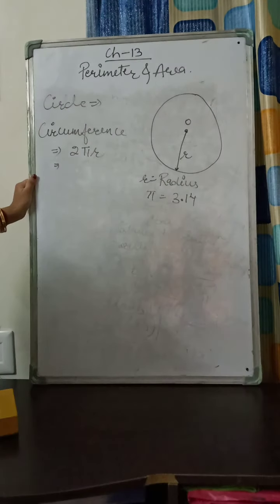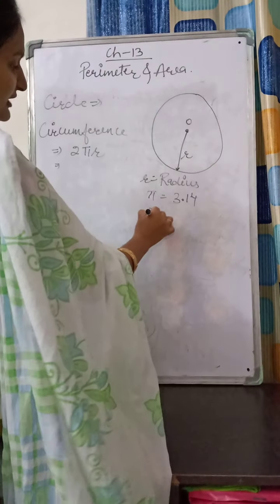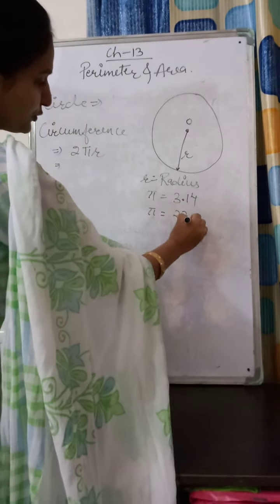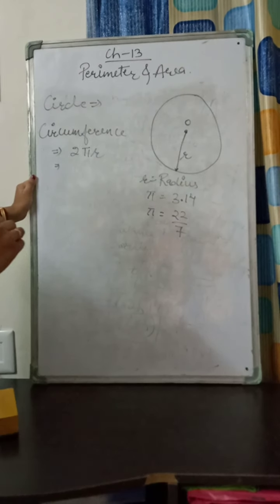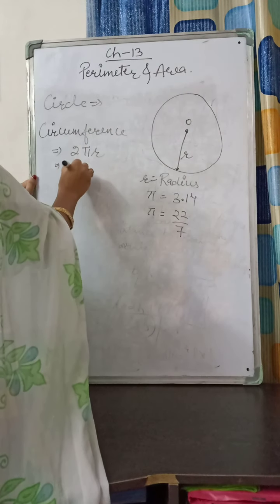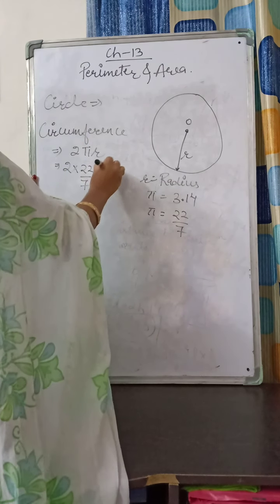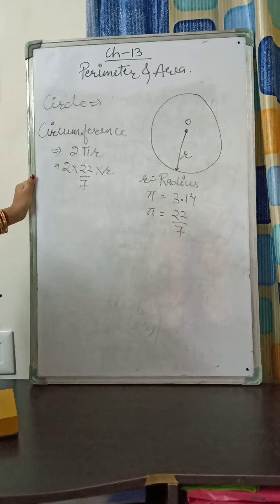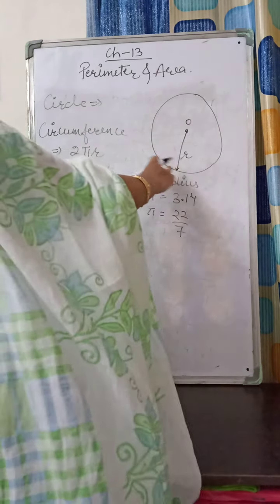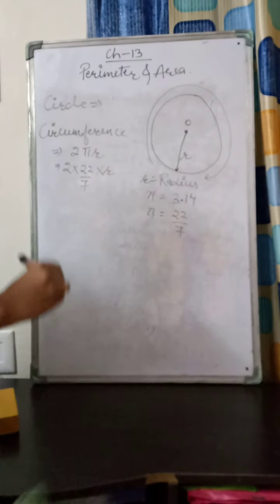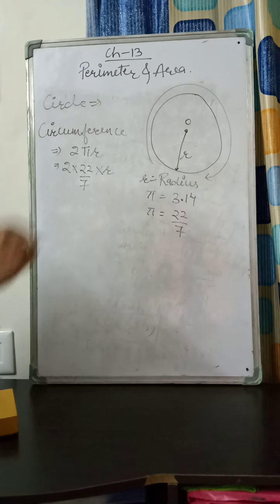3.14 in decimal form, but if we take it in fraction form, it will be 22 by 7. So here we can put the value of pi, 2 into 22 by 7, and also we will put the value of the radius. We can get the value of the circumference, that is, the length of the outer boundary is the circumference.